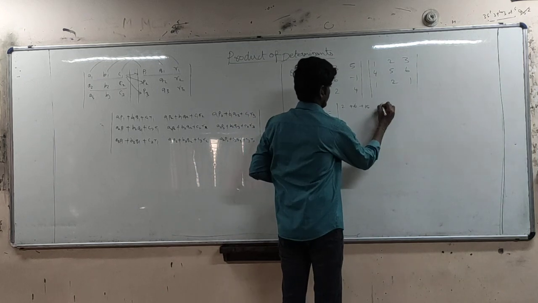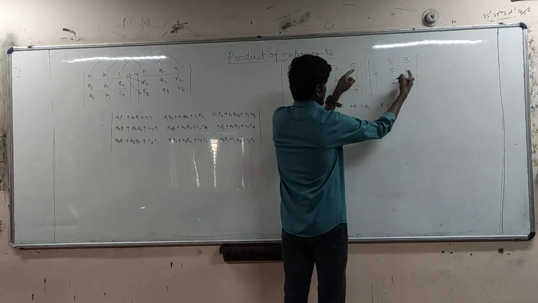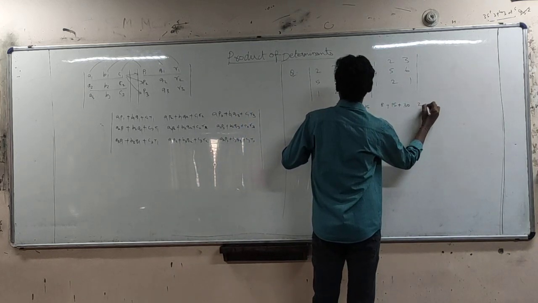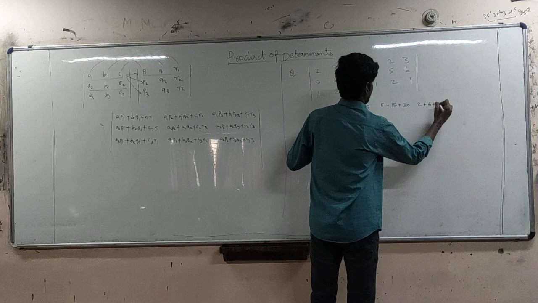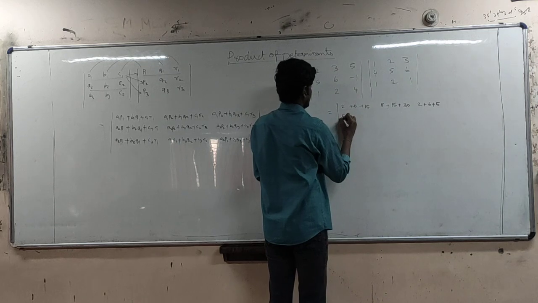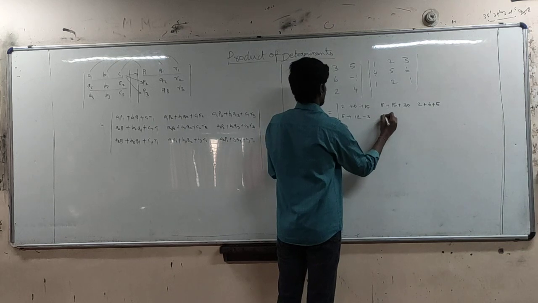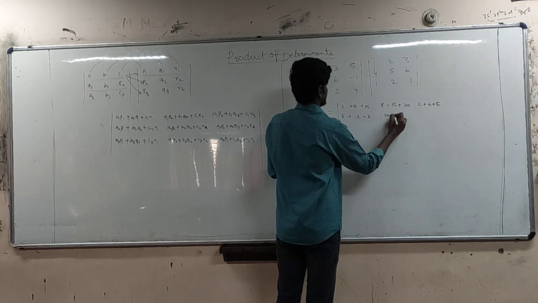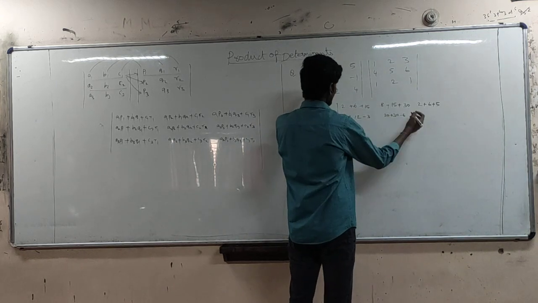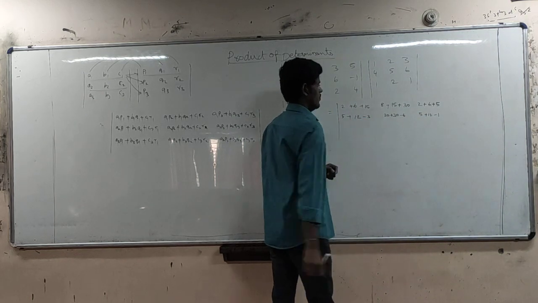2 into 4, 8, plus 3 into 5, 15, plus 5 into 6 is the second element. 2 into 1, 2, plus 3 into 2, 6, plus 5 into 1 is the third element. Similarly, 5 plus 12 minus 3, 5 into 4, 20, plus 6 into 5, 30, minus 1 into 6. Again 5 into 1, 5, 6 into 2, minus 1.